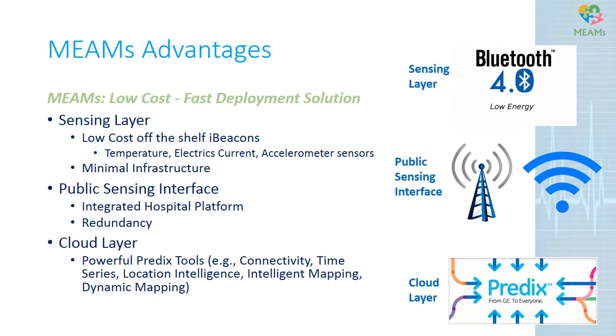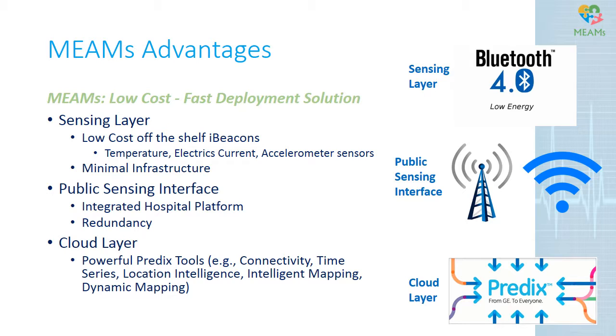Okay. Now, what are the advantages of the proposed solution? I have already highlighted that one of the main advantages is that it's a low-cost, fast deployment solution. It has minimal infrastructure requirements. At the sensing layer, we're talking about low-cost off-the-shelf iBeacons that are already equipped with temperature and current sensors, and accelerometer sensors that could help for localization. And these are at the scale of below $10 per beacon. And therefore, we would require minimal infrastructure to support such a system.